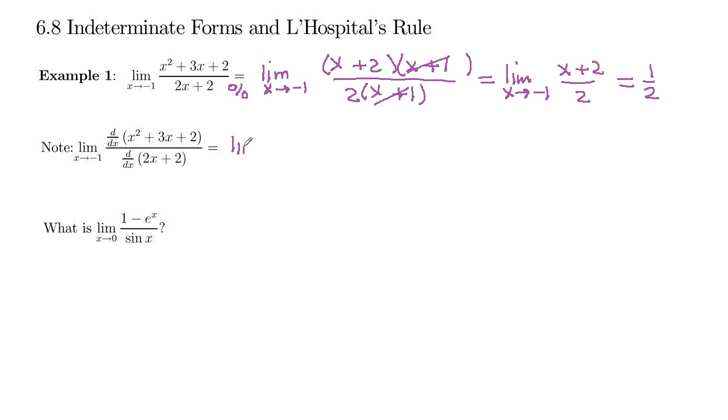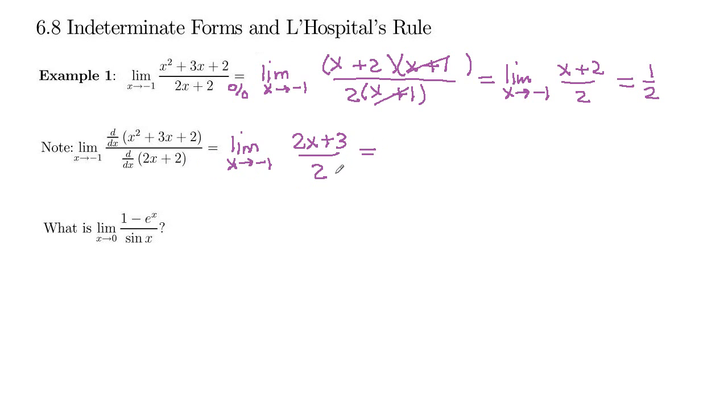So I got a limit as x approaches -1 out in front. And then we differentiate the top. Here we get a 2x plus 3 and a 0. So 2x plus 3. And then in the denominator, derivative of 2x is 2, and derivative of 2 is 0.